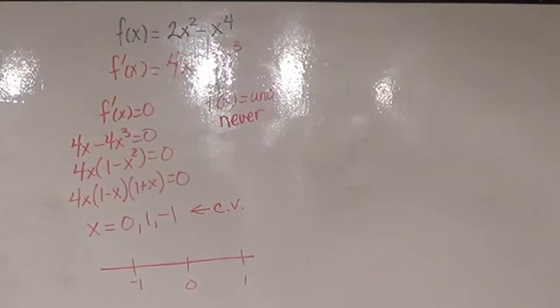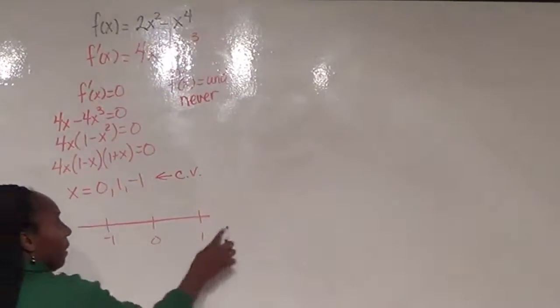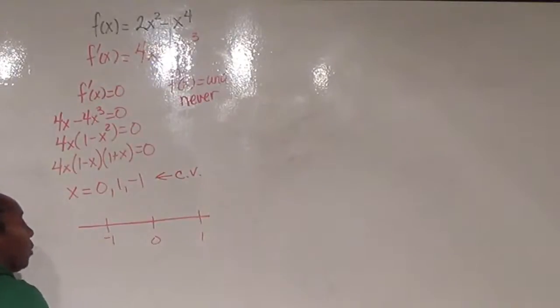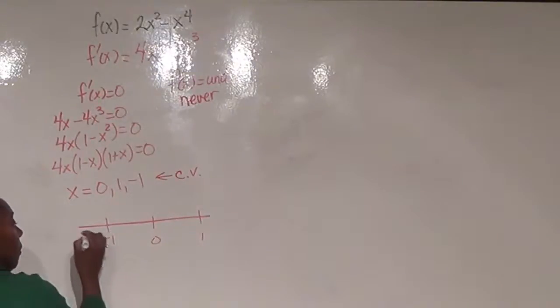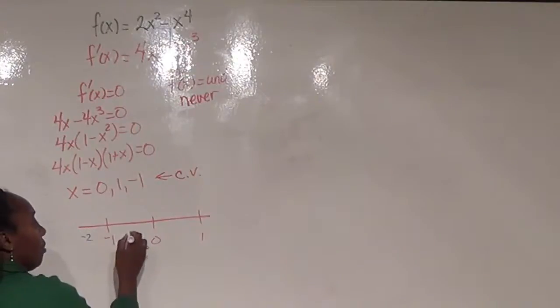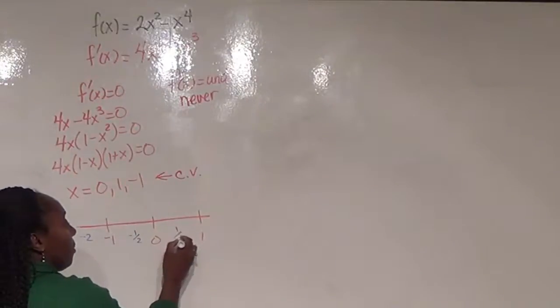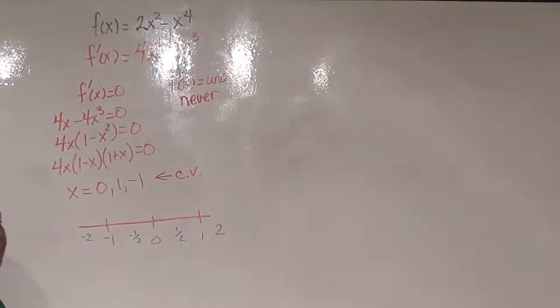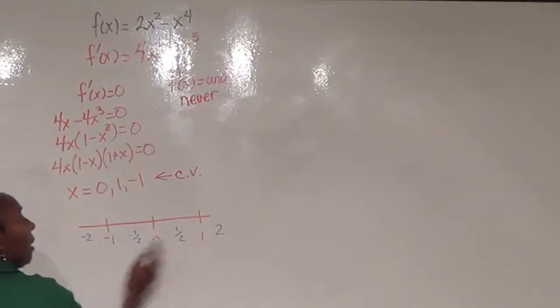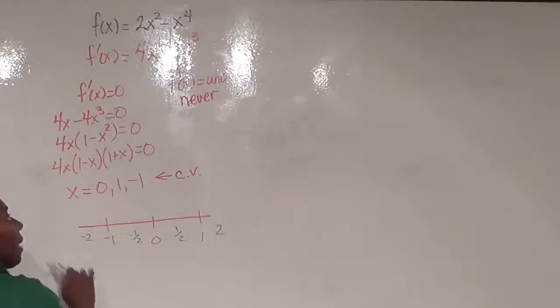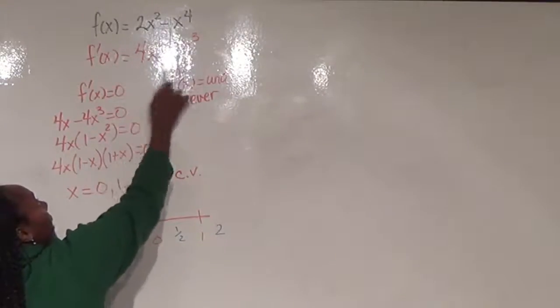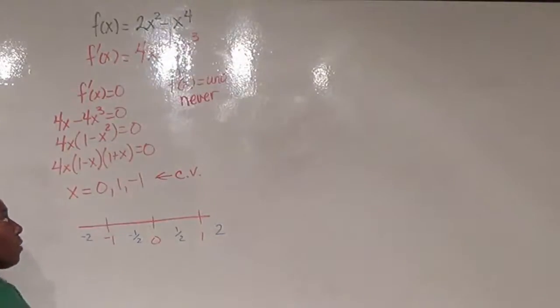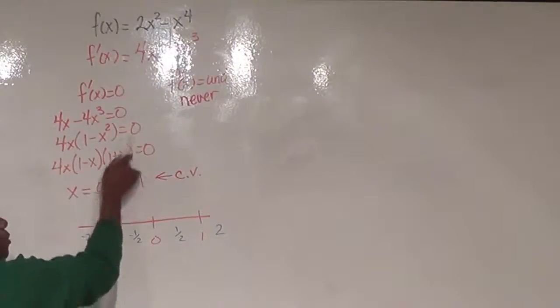And for each region, I'm going to pick a test point between those critical values. So over here I can pick something like -2, -1/2, 1/2, and 2. And again, I want to plug these into the derivative to test whether the function is positive or negative. Now when I'm plugging back in, you can either plug it back into f prime when we first took the derivative, or you can use this factored form.